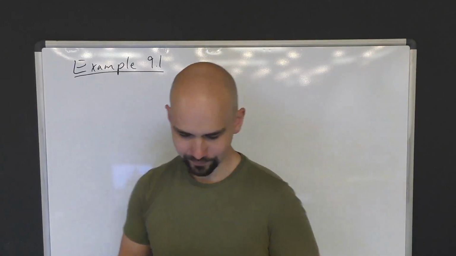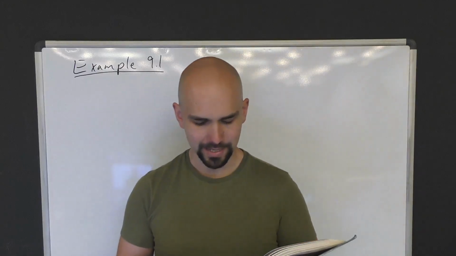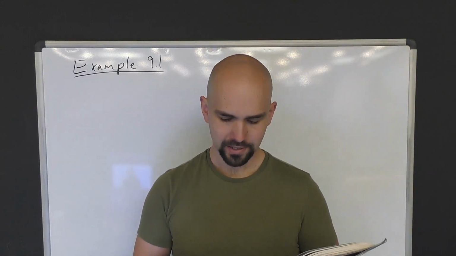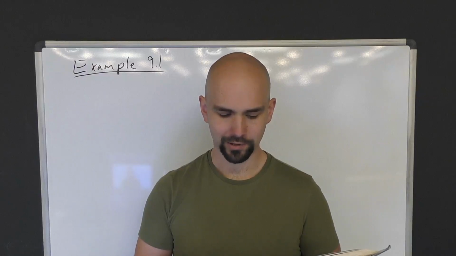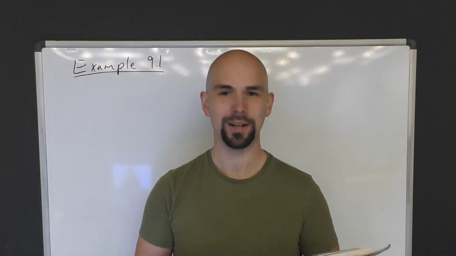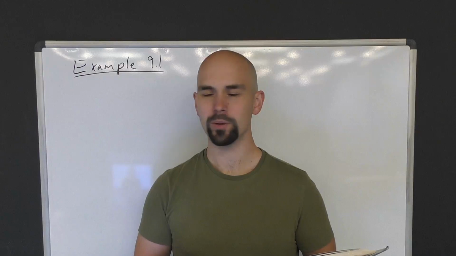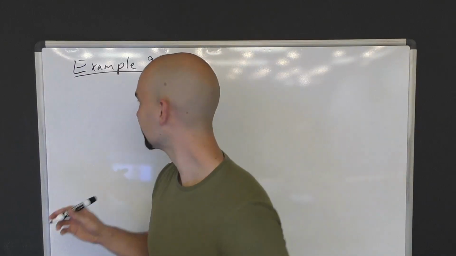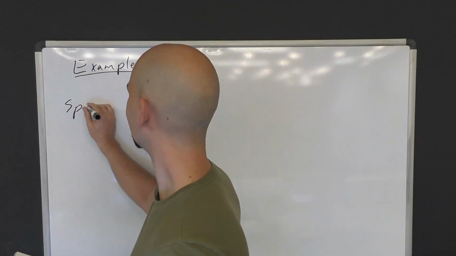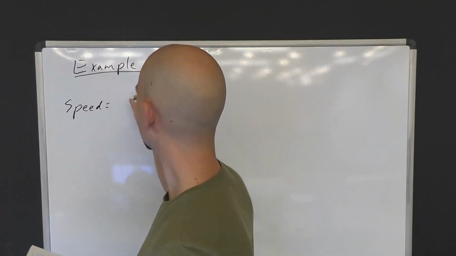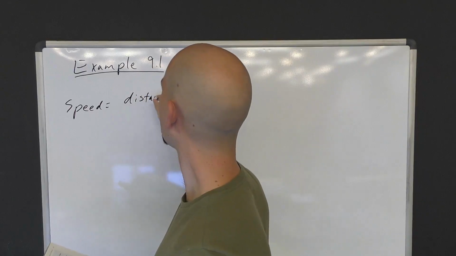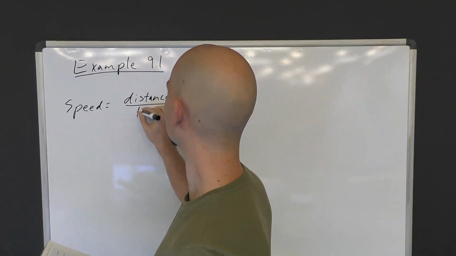All right, a car travels 78 miles down the highway. It takes the car 1.2 hours to travel that far. At what speed is the car traveling? So this is a speed problem. They're asking for its speed. So we need the formula for speed. And speed, hopefully you know, is going to be distance divided by time.